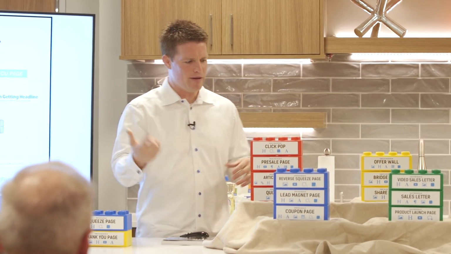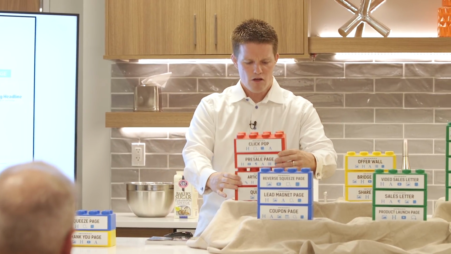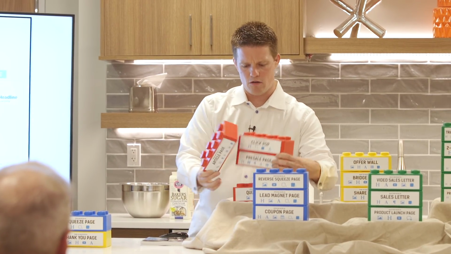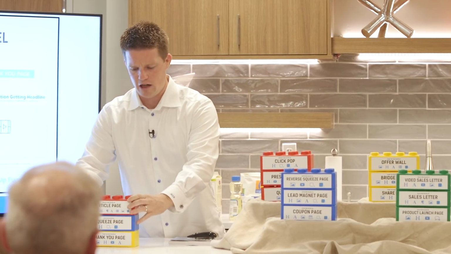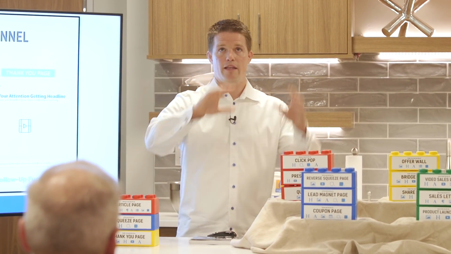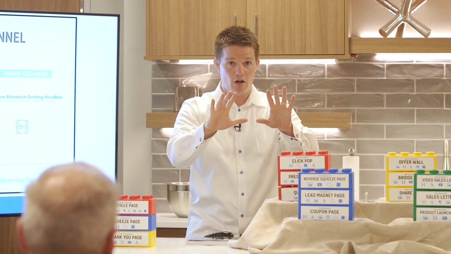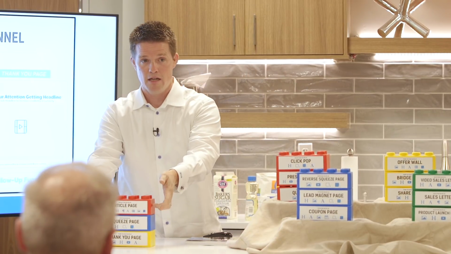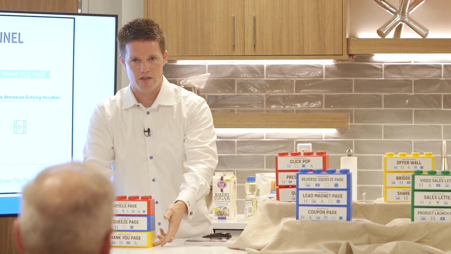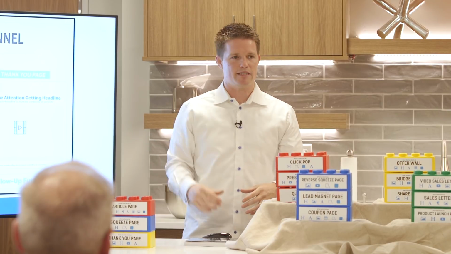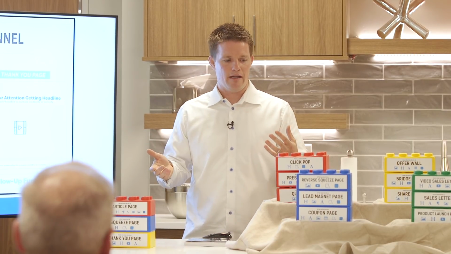So maybe if I go on CNN, I need a pre-sale page. Maybe I'll set up an article first. If I'm driving traffic from CNN, they're reading articles, they click on a button, it goes to my article page, and then the article pushes to the squeeze page and thank you page. So I can add things in really simply as they make sense, okay?